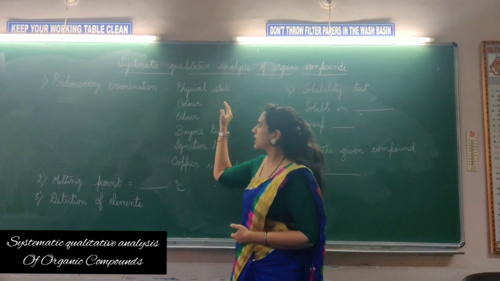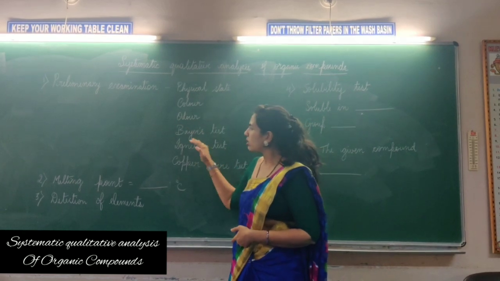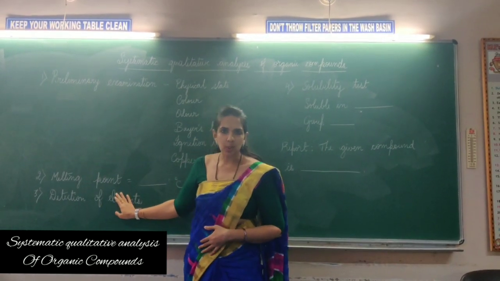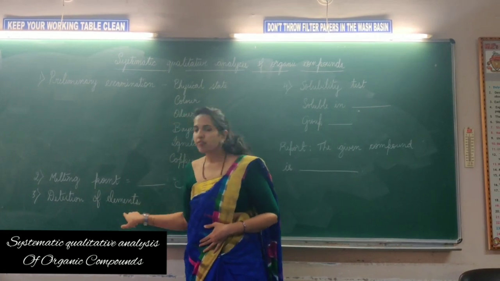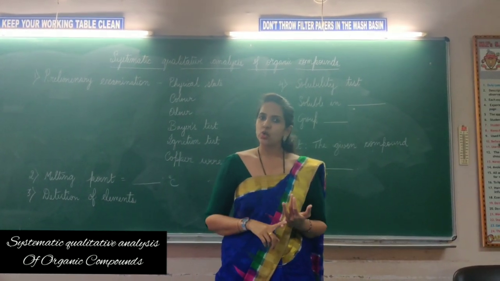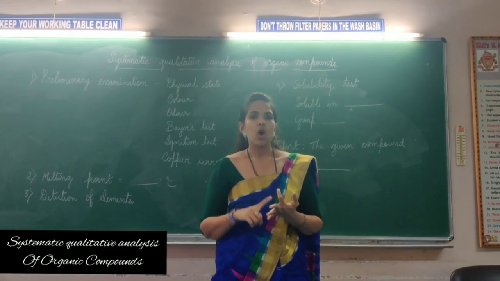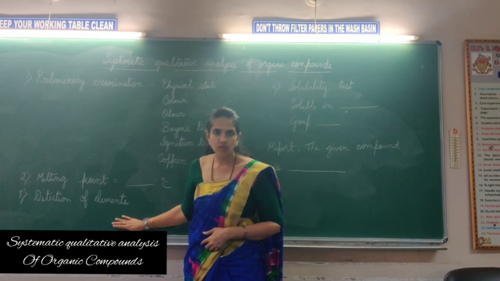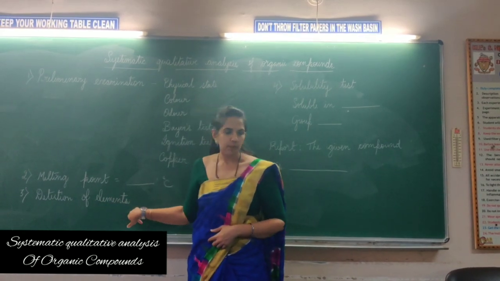That is, we have to see the physical state, color, odor, and we have to do certain tests. Then we have to find the melting point of the compound. Then we are finding out which elements are present in the compound, whether nitrogen, sulfur, or any halogen is present. So we are finding out whether any of these three elements are present in this step.